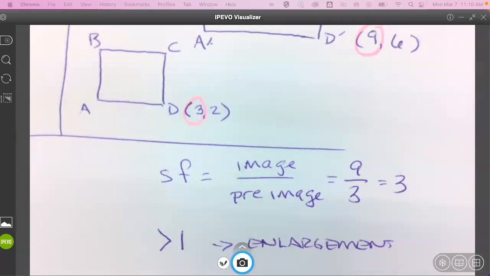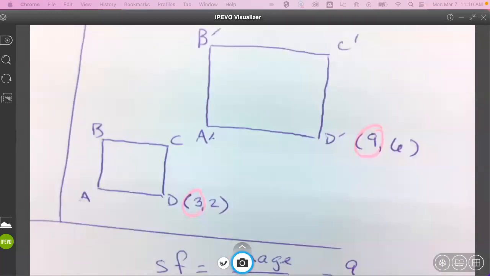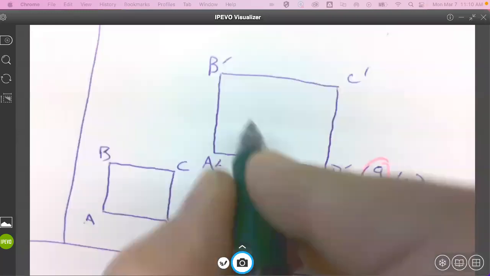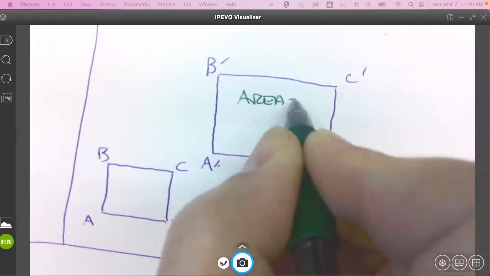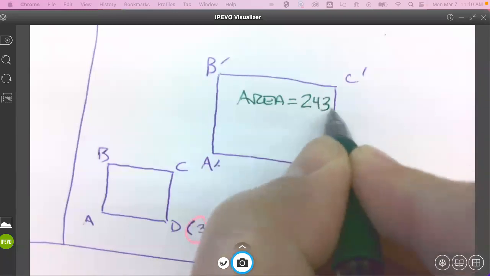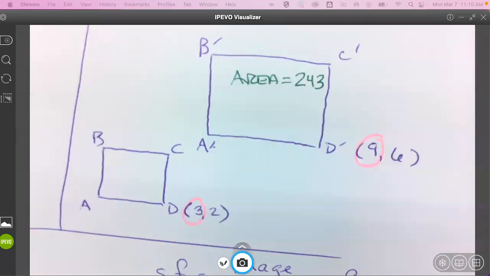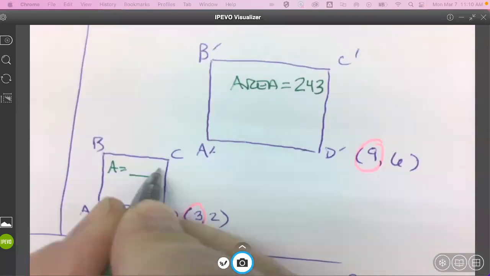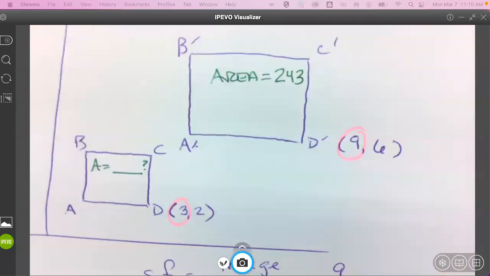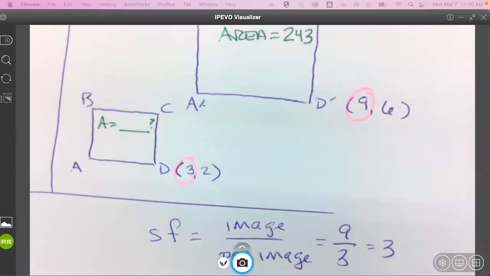Okay, good. So the piece for today that I want to bring up is what if, for example, I told you that the area of this shape was 243 square units. Would you be able to figure out what the area of this shape is? Do we know the scale factor? We do. We just figured out the scale factor is 3.